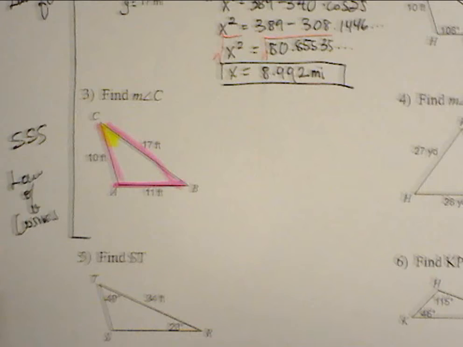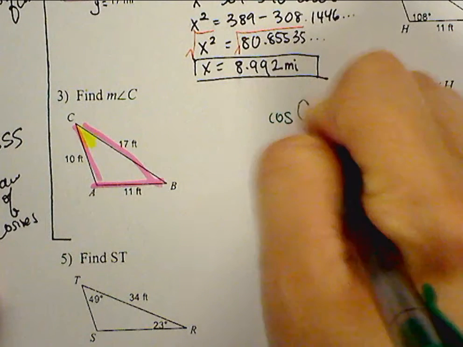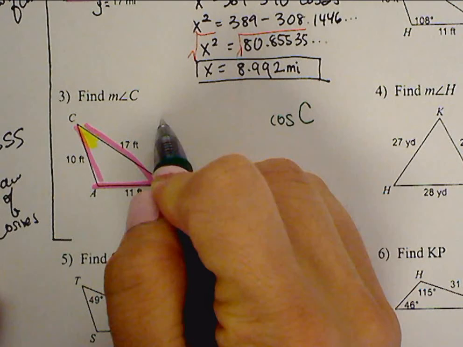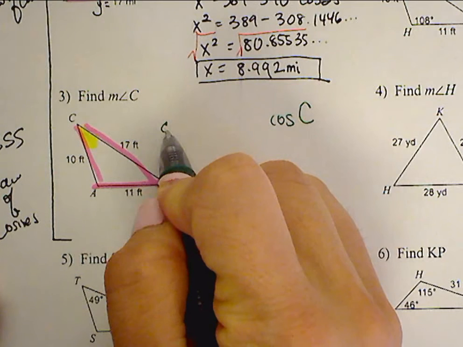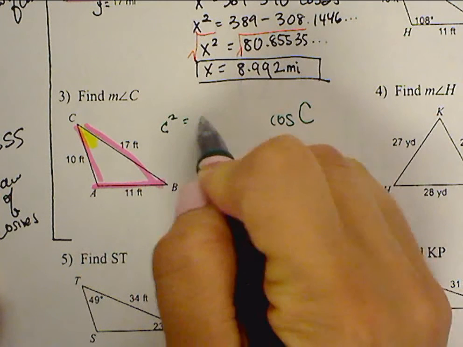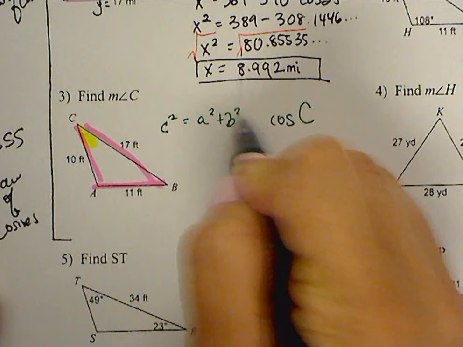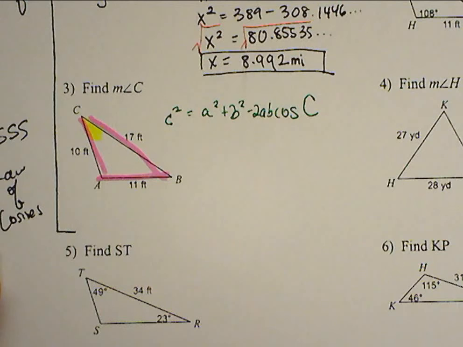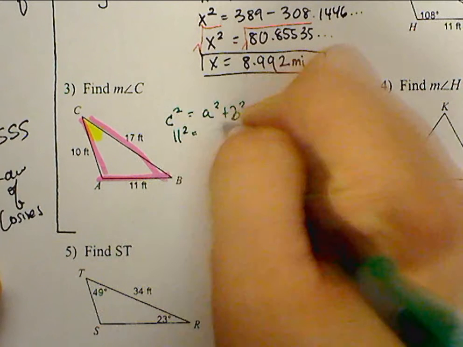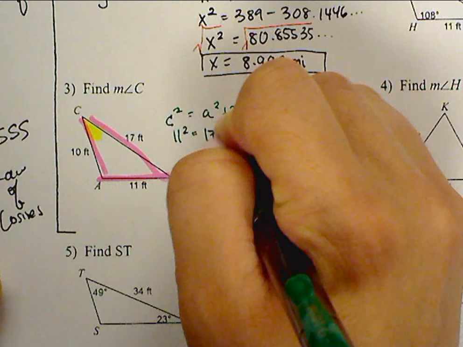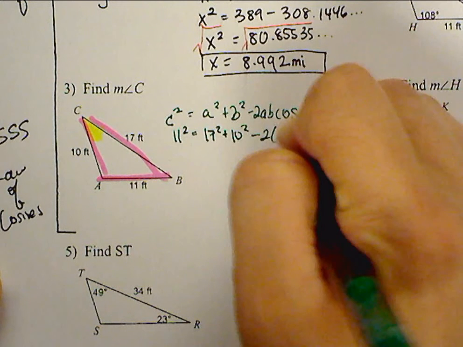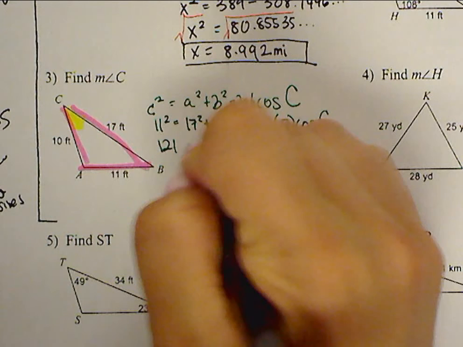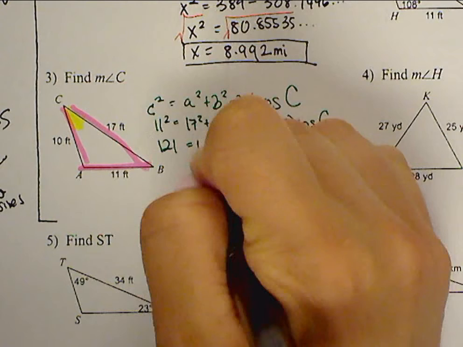So cosine of C. We're doing number 3. That means on the opposite side, what do I need to have? C squared equals a squared plus b squared minus 2ab cosine of angle C. Okay, let's plug in what we know. Which side is C? 11. 11 squared equals 17 squared plus 10 squared minus 2... Okay, it needs to be quieter over there in Abraham's section. So 121 equals 289 plus 100 minus 340 cosine C.